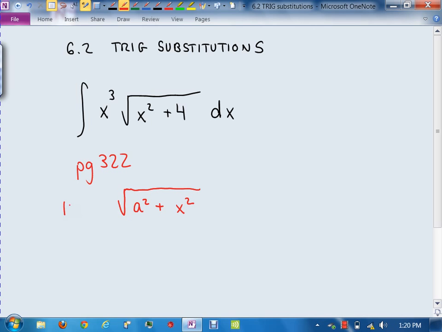If you have an integral that has the square root of a squared plus x squared, where a is a constant, then you make the substitution x equals a tangent theta. Now there are going to be 3 of these. This is the first type of trig substitution. Yes? There's something like that.